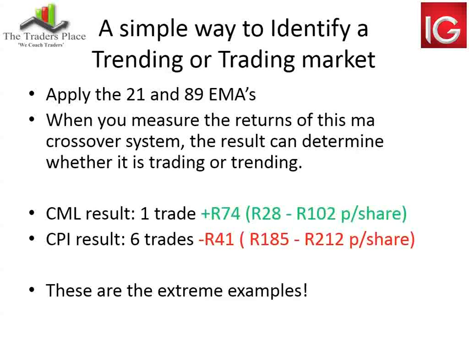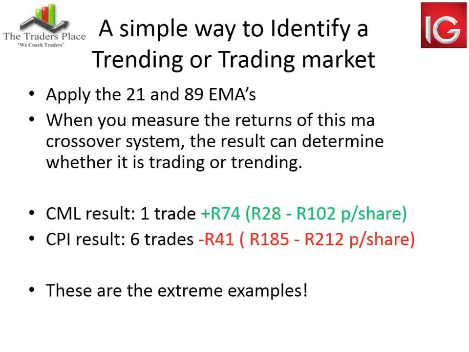For the share side, when you measure the returns of the moving average crossover system, so 21 crosses above 89, we buy. When the 21 crosses below the 89, we sell. That result can give you an idea as to whether it's trending or trading. And we can have a look there.